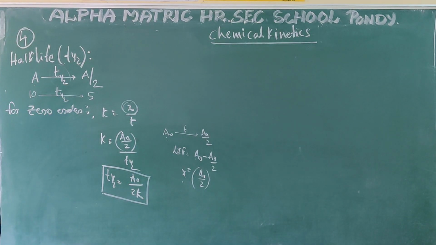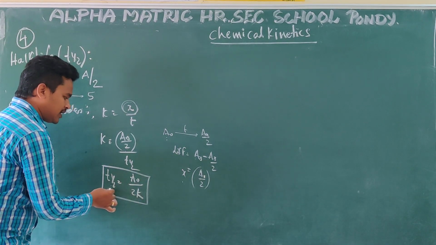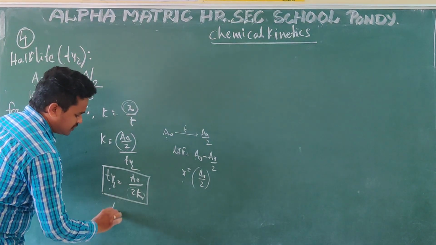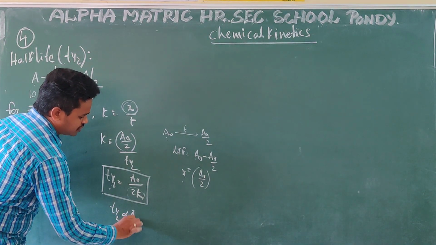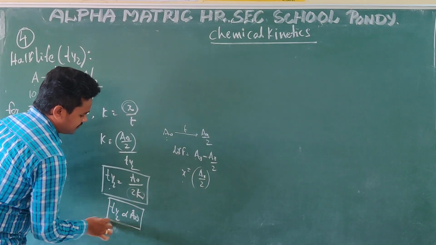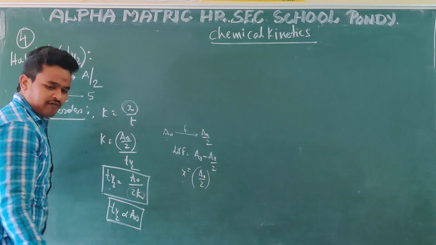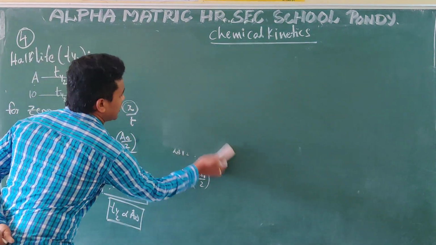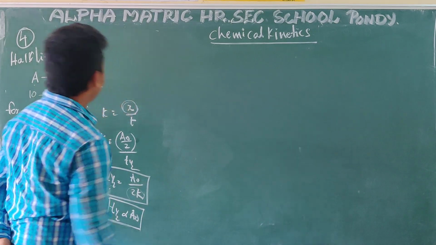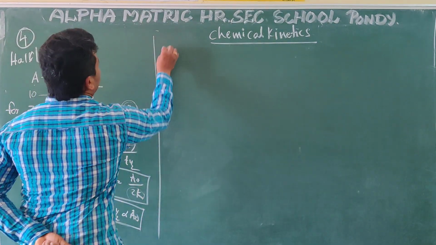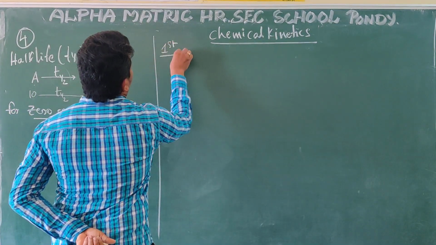Here k is a constant. So I can write that T half is directly proportional to initial concentration, for a zero order reaction. Next one will be half-life for a first order reaction.